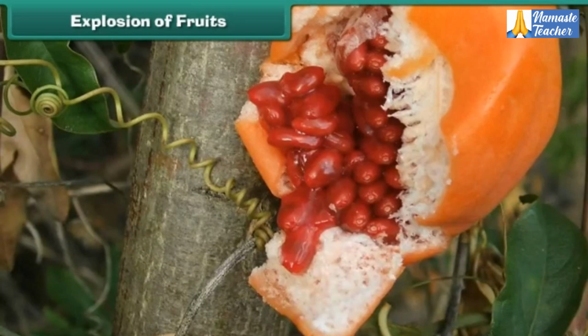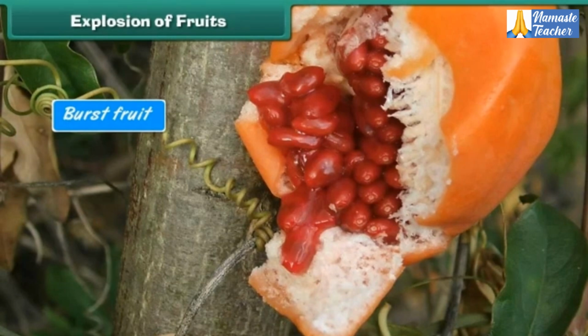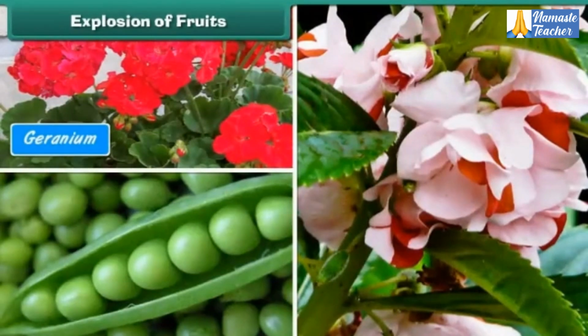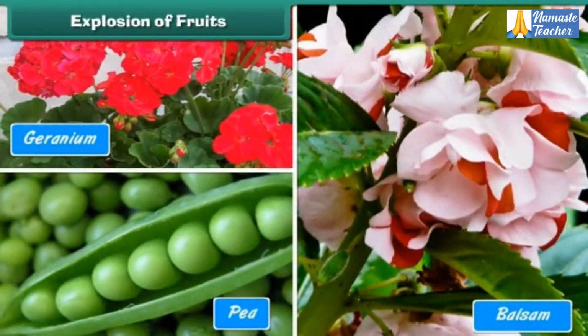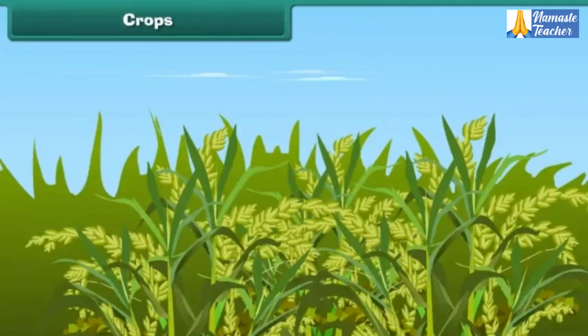Explosion of fruits. Some fruits, when ripe or dry, burst open and their seeds are thrown away. This process is known as explosion of fruits. Example, geranium, balsam, pea.